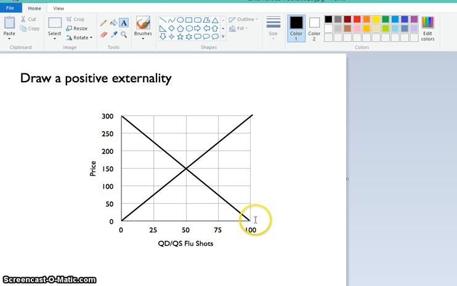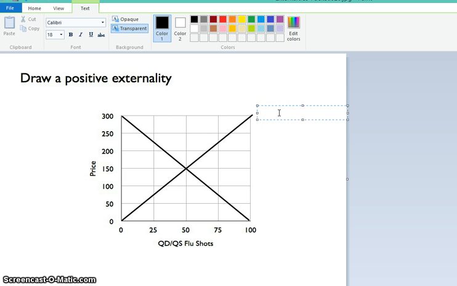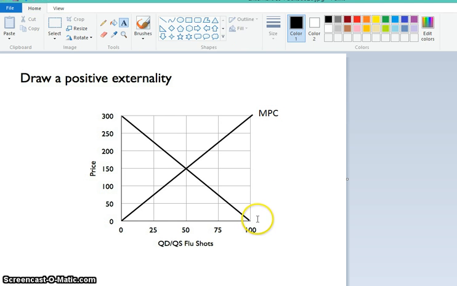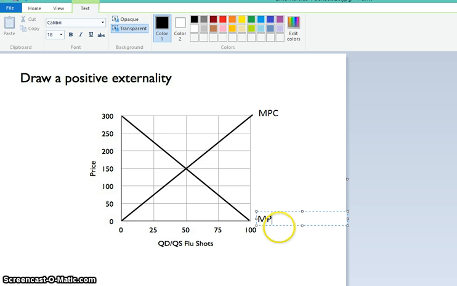So the first thing, these curves are with no added benefits. These are just your standard supply and demand graph. So this is really just your marginal private cost here. Remember, we associate cost with our supply curve. And this is our marginal private benefit. Okay? Now the question is, we have a positive externality.